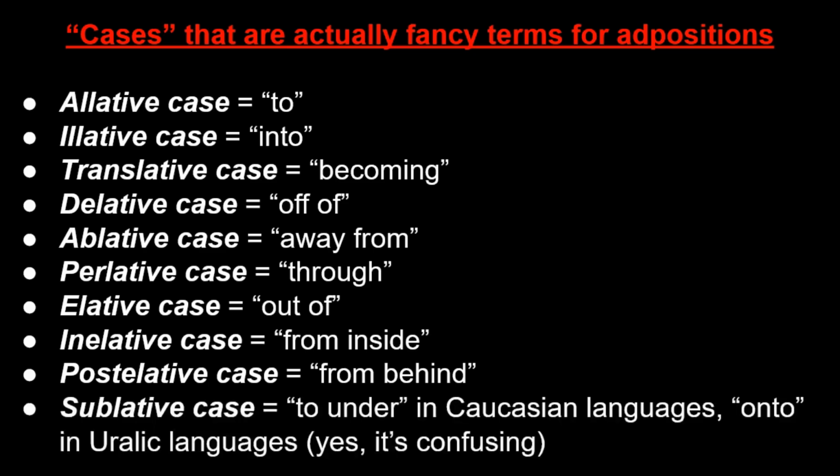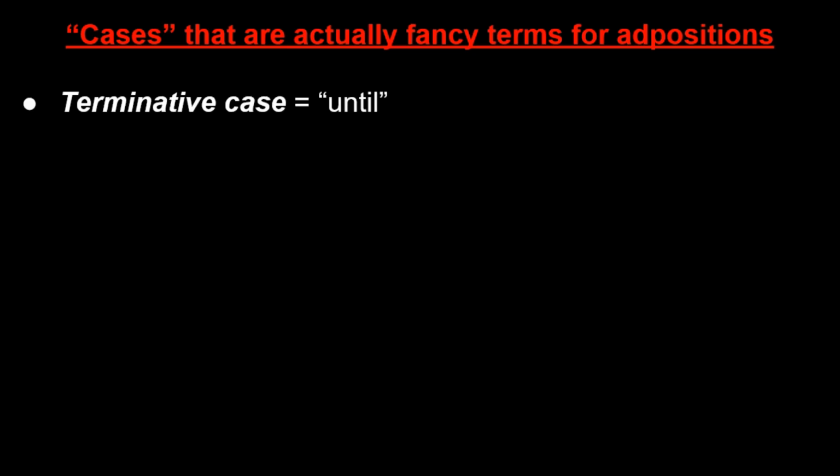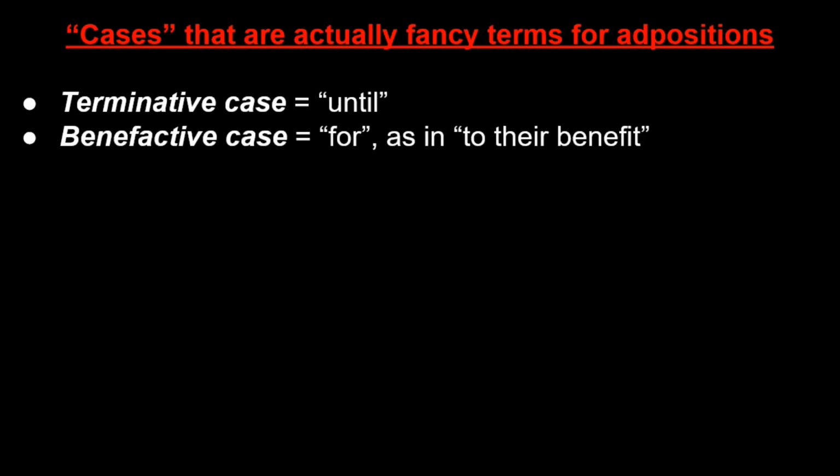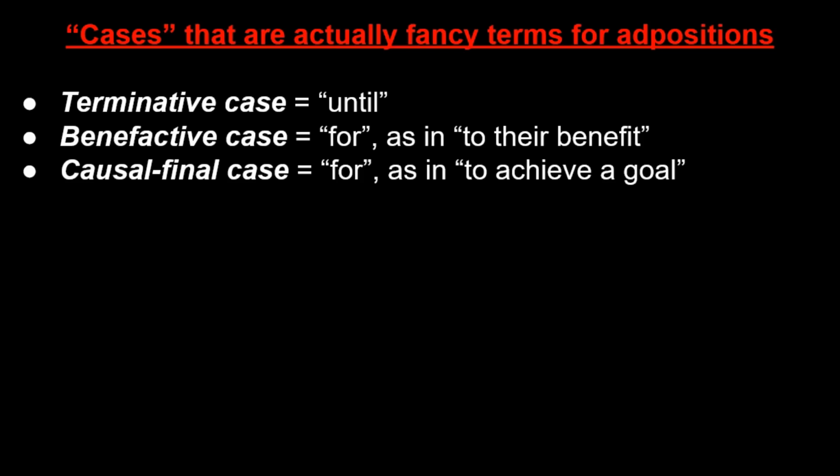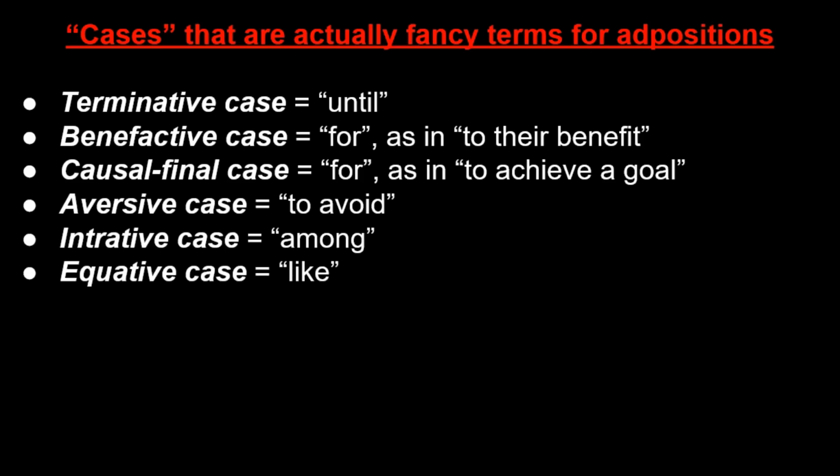As for the rest of these cases, their names are just kinda obvious. For some of them, we have terminative until, benefactive for, causal final for but in different sense, aversive to avoid, intrative among, equative like, and that's about all I feel like saying.